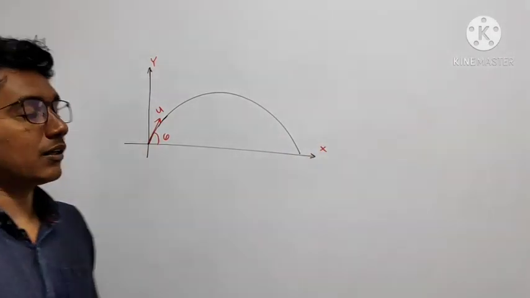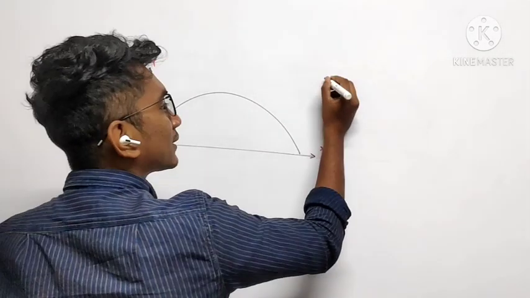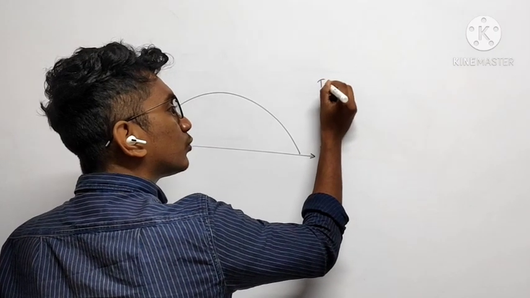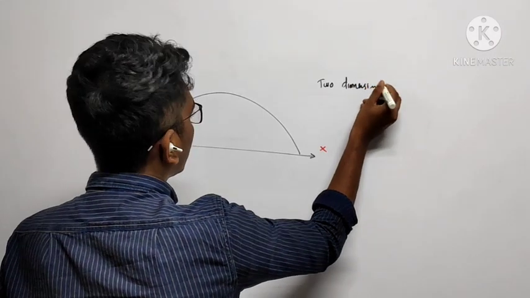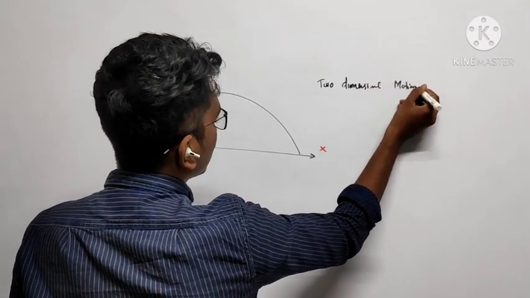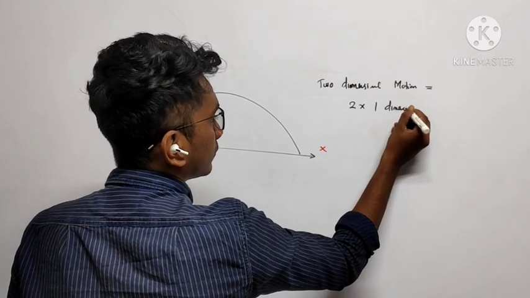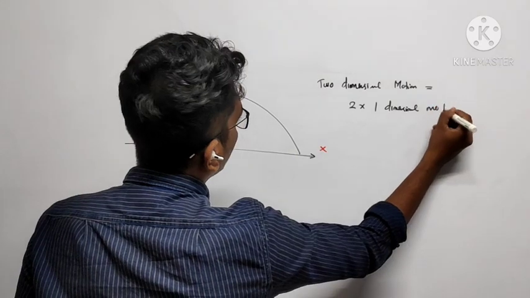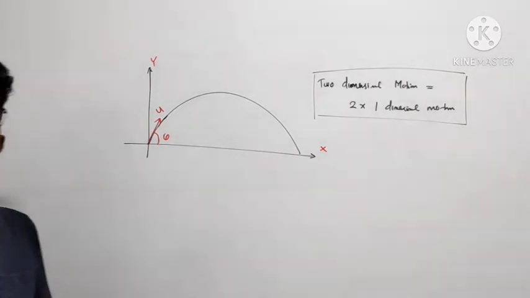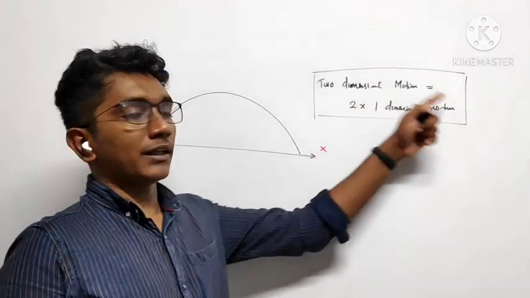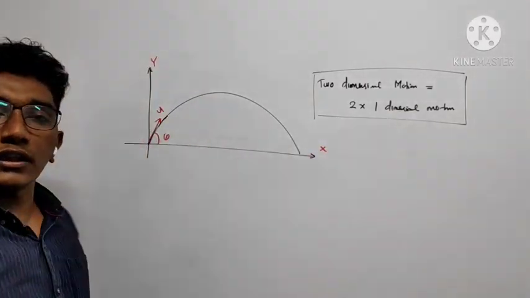So the thing is, listen, all of you listen. The projectile motion I would represent as a two-dimensional motion, which is nothing but 2 into one-dimensional motion. What is a two-dimensional motion? Two-dimensional motion is nothing but 2 into one-dimensional motion. Look at this. This is a one-dimensional motion along x-axis plus one-dimensional motion along y-axis.